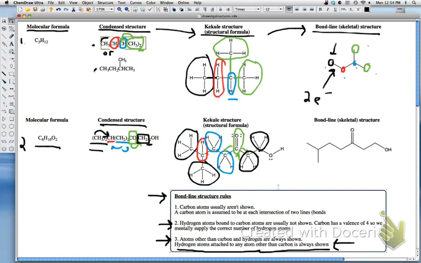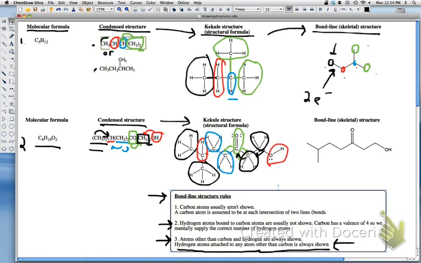The first CH2 is connected to the green carbon. The second CH2 is connected to the other CH2. And that leaves us with an OH. So the second CH2 group is connected to an OH as shown here. Okay, so that's how we convert from this condensed structure to the Kekulé structure.